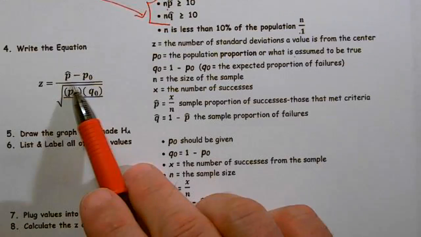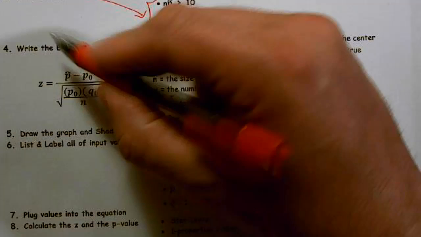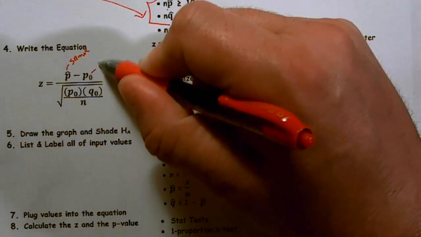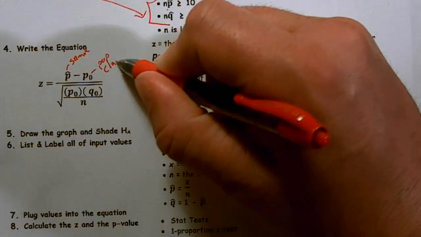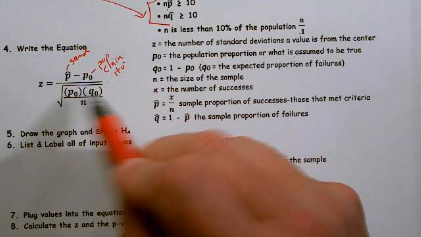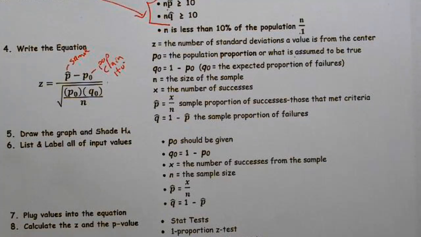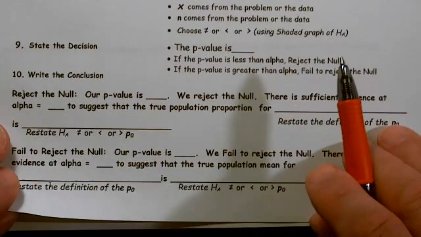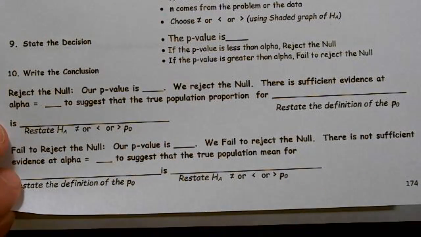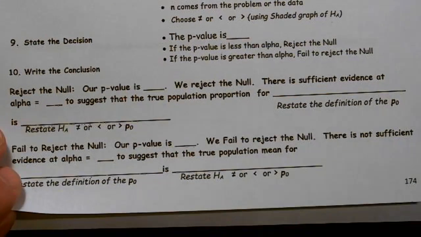Here's our formula. This is the sample. This is the population or the claim or the H naught. And notice we use the H naught down here. As far as our conclusion, sounds just like everything else we've been doing. Our p-value is this. There's sufficient evidence, et cetera, et cetera. So no real big difference. So let's get on to working one of the problems.